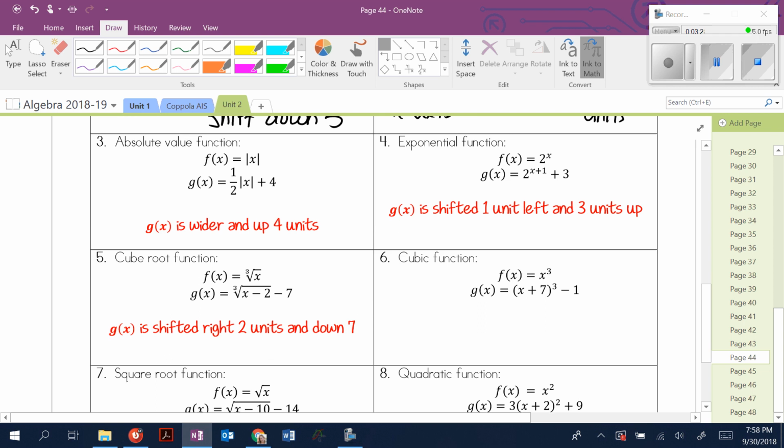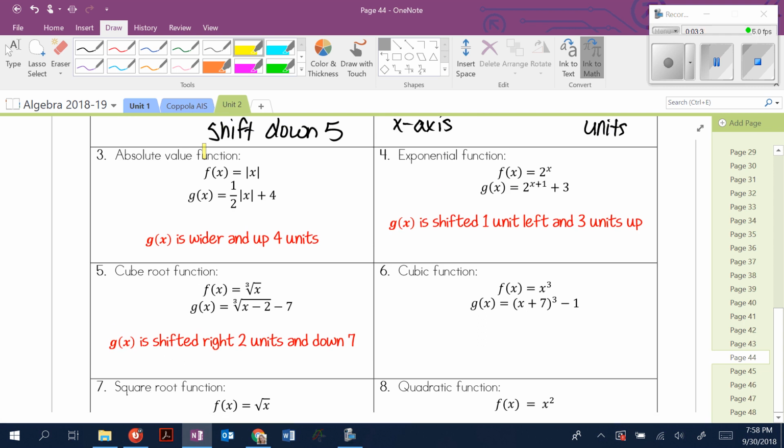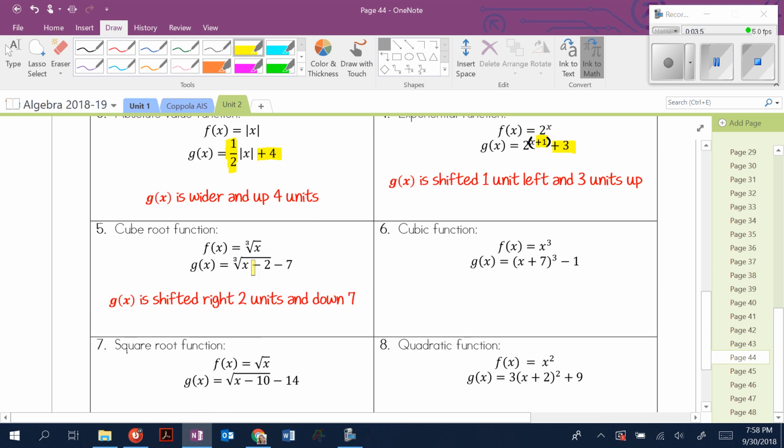Here are 3 examples that have been done for us. Let's talk through them real quick. That 1/2 is going to make it wider. The plus 4 on the outside is going to move it up 4. In this case, plus 1 is going to move it to the left. It's inside the function. That's super tricky, but that's what it does, because that's technically inside the parentheses, if you think about the exponent inside the parentheses. And then the plus 3 is going to shift it up. In our cube root function, that minus 2 inside the function, underneath the cube root symbol, is going to move it right. The minus 7 will move it down 7.